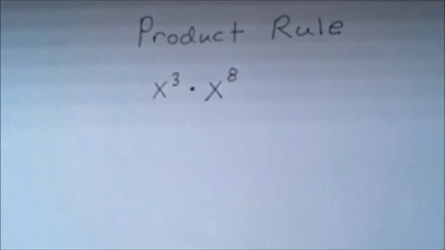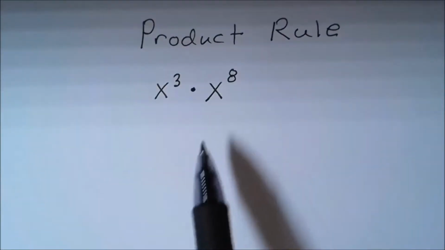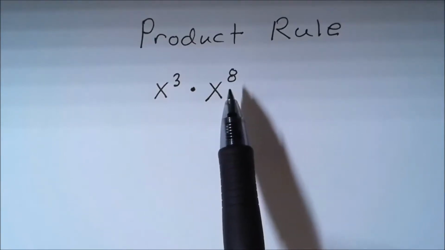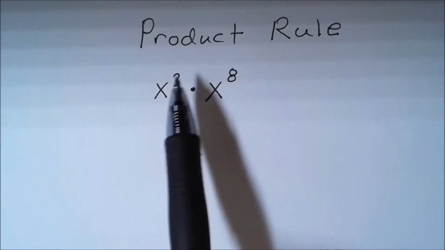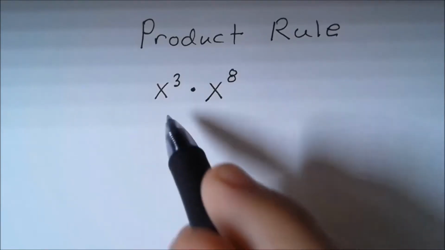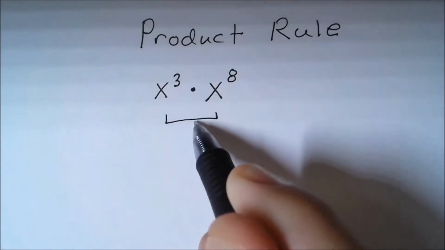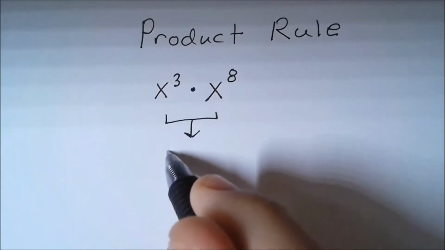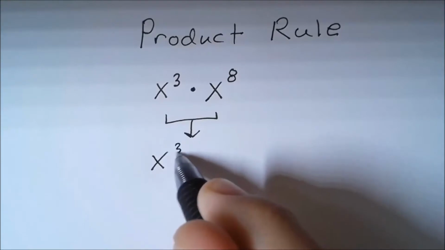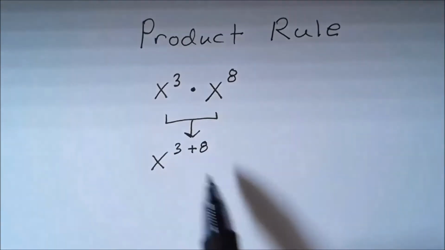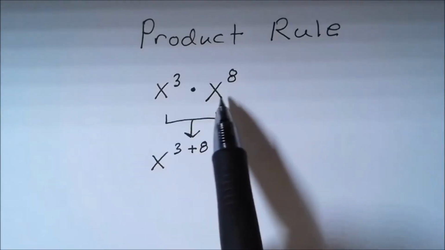In this example, I used a variable. So the variable is x. And what we have is x to the third power times x to the eighth power. According to the product rule, all we need to do is add these two exponential powers. So for instance, I'm going to put these together by multiplying them. And when I multiply these two out, what we really have is x to the third power plus the eighth power. Now this only works because the base is the same.